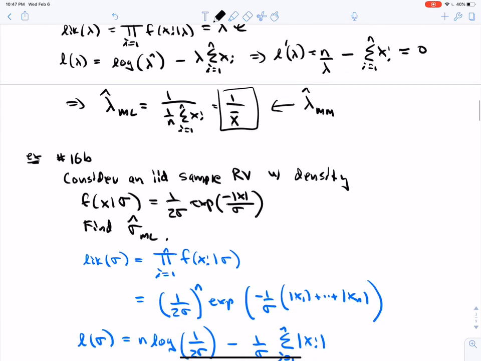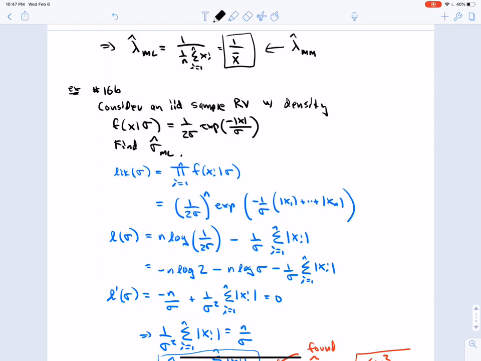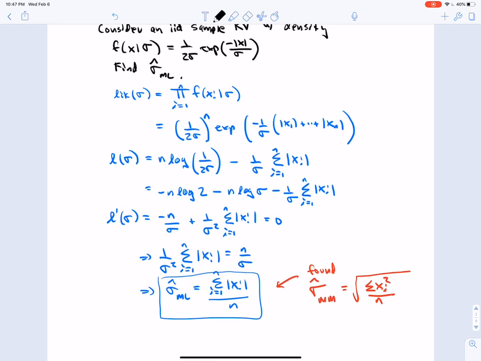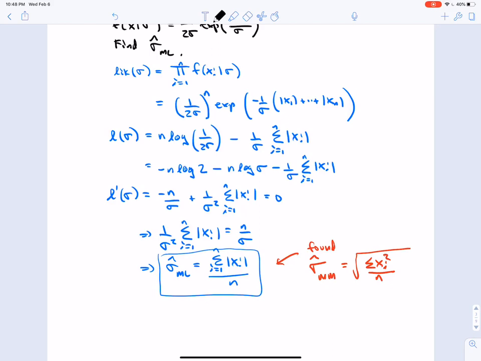Here's another example, a function we've seen before. Consider an IID sample random variable with density 1 over 2 sigma exponential minus the absolute value of x over sigma. We want to find the ML estimator. So again, we follow our steps, find the likelihood, log likelihood, take the derivative, set it equals 0, solve, and you see that we get an answer different than the method of moment estimator, which I'll abbreviate MM, that we found before.